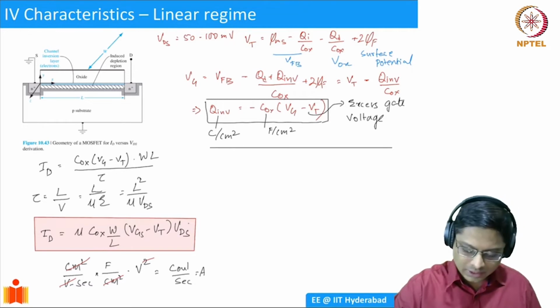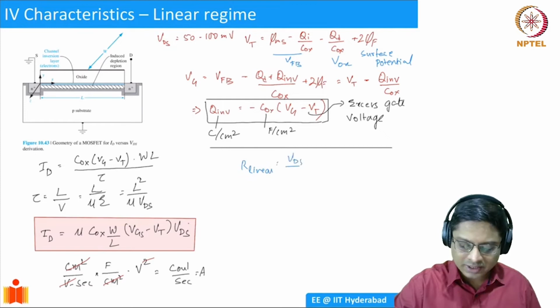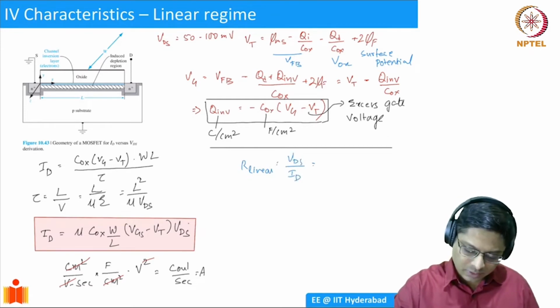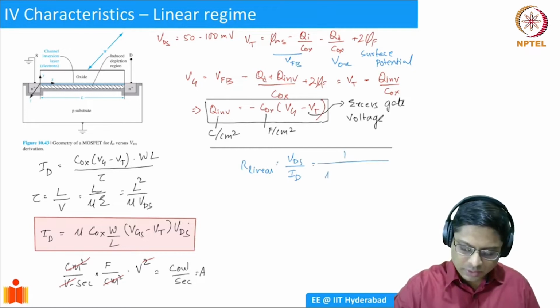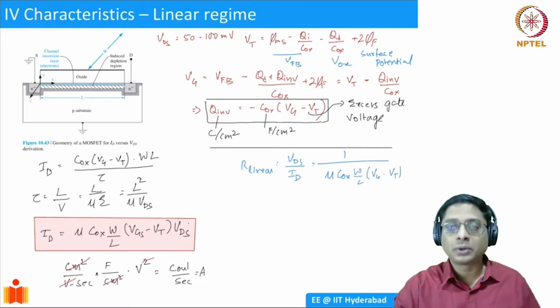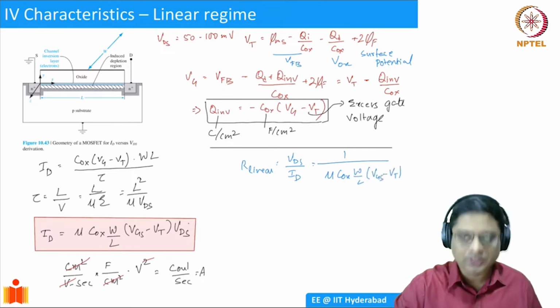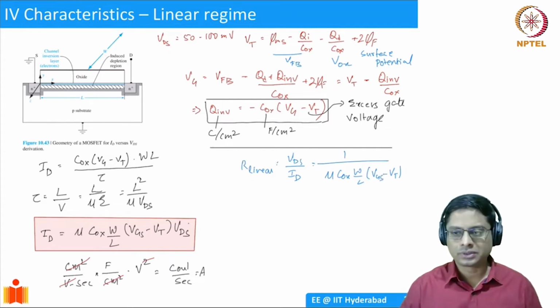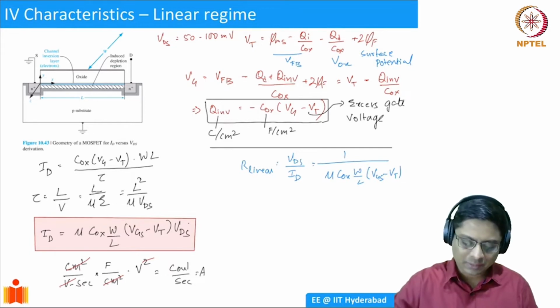So R linear, I'll say simply VDS by ID, which will turn out to be 1 over mu Cox W by L Vg minus Vt. If you want to be explicit about it, you can write VGS, simply to say that Vg is with respect to the source. There's not much of a difference between Vg or Vg minus Vs. Just explicitly we are mentioning that.